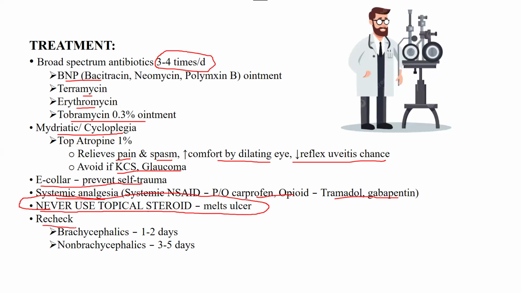Then you have to recheck. You have to ask the owner to bring back the animal. If brachycephalic, 1 to 2 days, non-brachycephalic, 3 to 5 days. That's how you have to keep on rechecking.